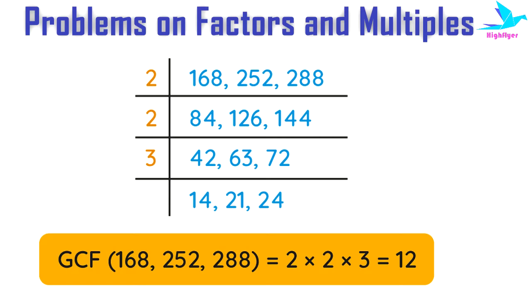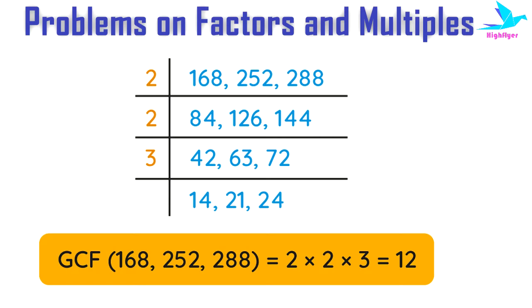So first we have to divide all the numbers by the smallest common prime factor. And the smallest common factor here is 2. So after dividing all the three numbers by 2, we are getting 84, 126, 144. Again we'll divide them by 2. And the answer is 42, 63 and 72. Now as we can't divide all the three numbers further by 2, we'll find the next common factor. The next common factor here is 3. And after dividing all the numbers by 3, we are getting 14, 21 and 24.